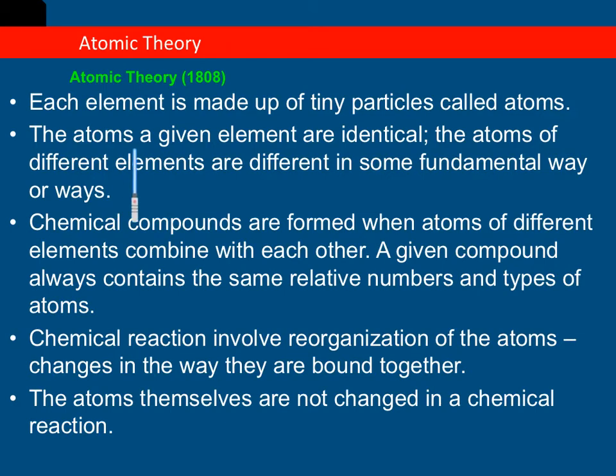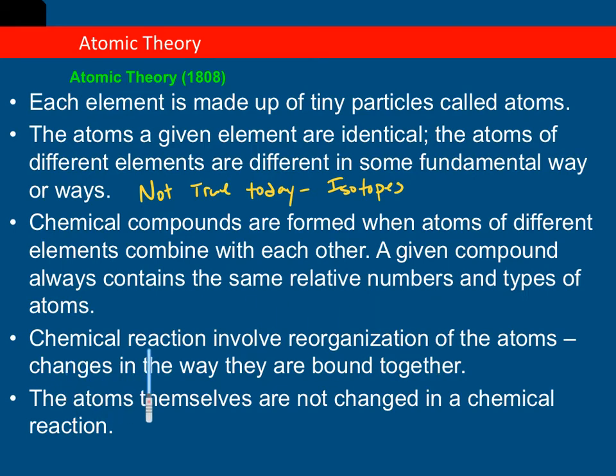And the next one says that atoms of a given element are identical. The atoms of different elements are different in some fundamental way. Now this has since been proven false because atoms of an element, although they have the same atomic number, may not be identical in mass because of the things that we know as isotopes. The next says that chemical compounds are formed when atoms of different elements combine with each other. A given compound always contains the same relative number and types of atoms. Now this is a summary of the law of definite proportions, which we looked at on the last slide. And this is still true today.